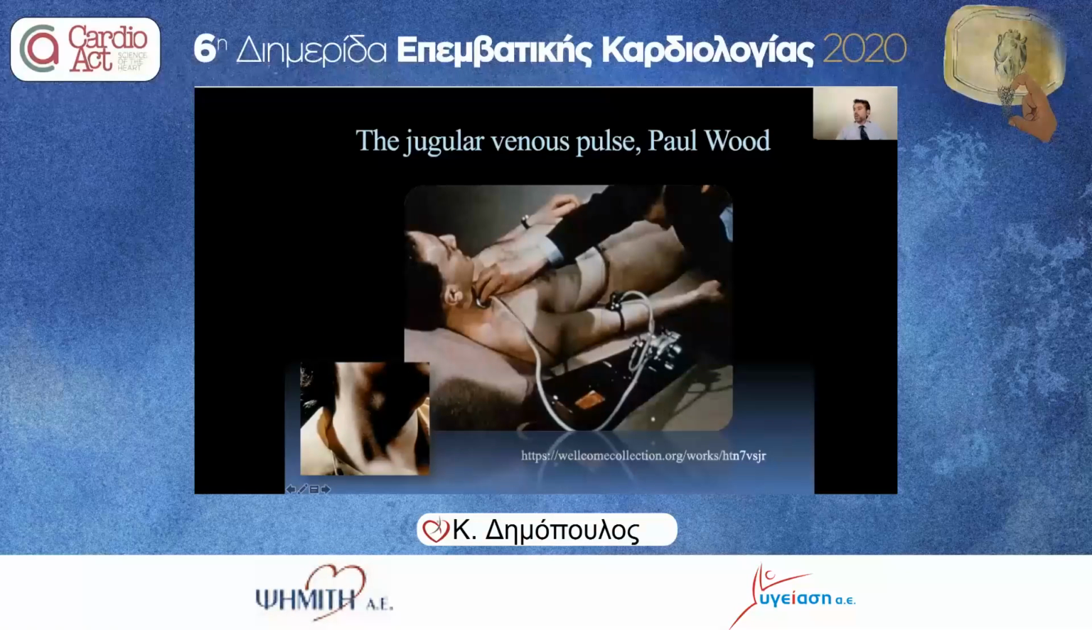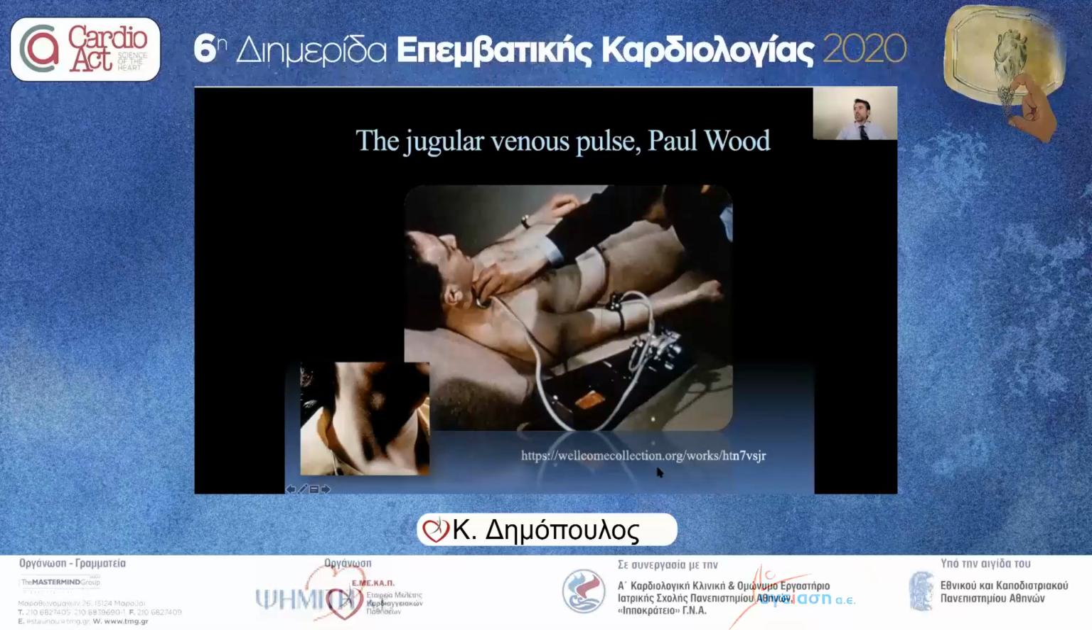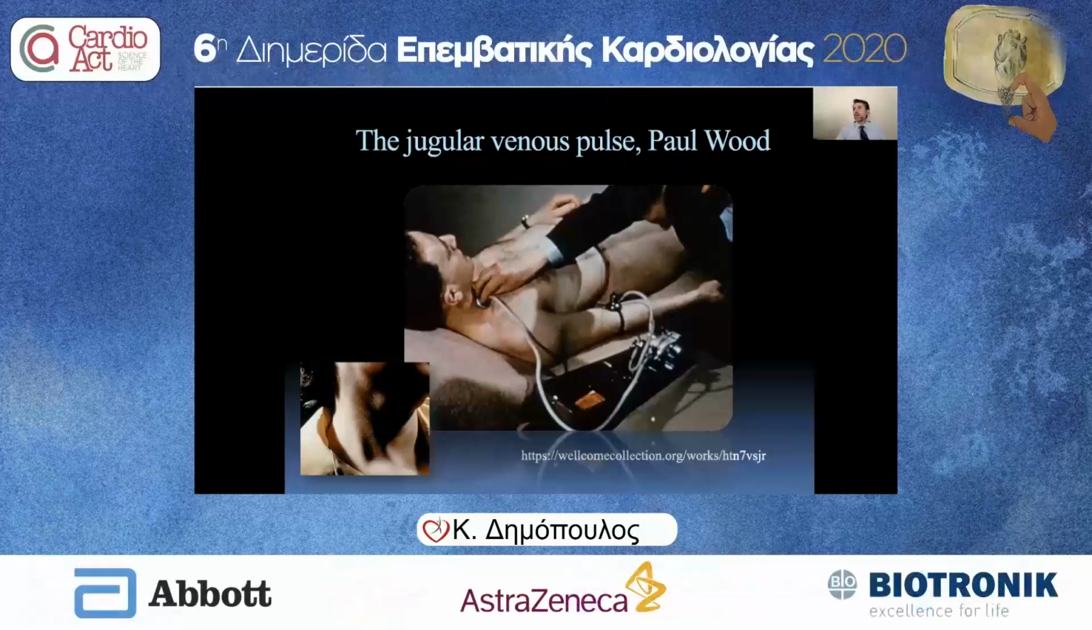I would urge you, this is something I discovered this year. This is free. It is the Wellcome Trust collection. It is a video from, I believe, the 1960s by Paul Wood on an interpretation of the jugular venous pressure. I wish I had seen this when I was a medical student. And it was enlightening even to me now after so many years. So I invite you to go and look at this free video.